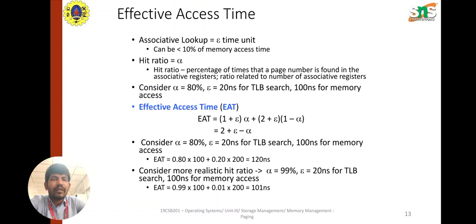How do we calculate the effective access time? The effective access time, EAT, is equal to (1 + epsilon) alpha + (2 + epsilon)(1 - alpha). The effective access time is computed for every page hit or TLB hit.